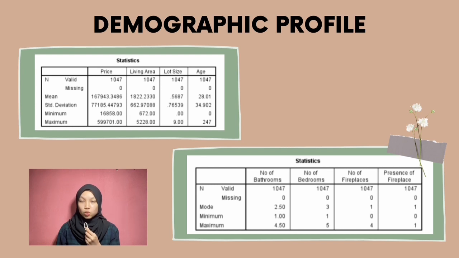The minimum is 1 and the maximum is 4.5. The mode of the number of bedrooms is 3. The minimum is 1 and the maximum is 5. The mode of the number of fireplaces is 1. The minimum number of fireplaces is 0 and the maximum is 4. The presence of a fireplace is stated as 1 if present and 0 if absent.